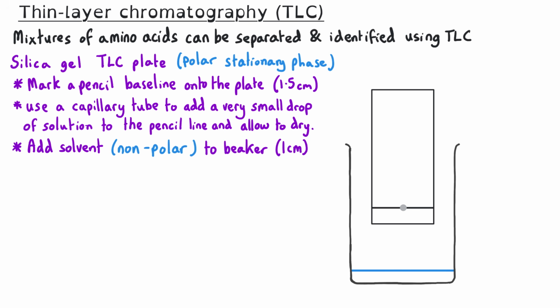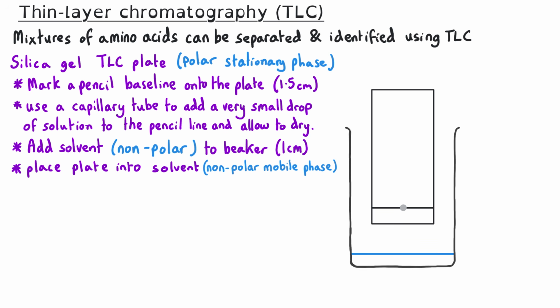Next, add the solvent to a beaker or a developing tank, and it should be about 1 centimetre in depth, and this will ensure that the solvent is below the pencil baseline and our sample. If we're using a silica gel stationary phase, we should use a non-polar solvent, because one of the phases should be polar and the other should be non-polar.